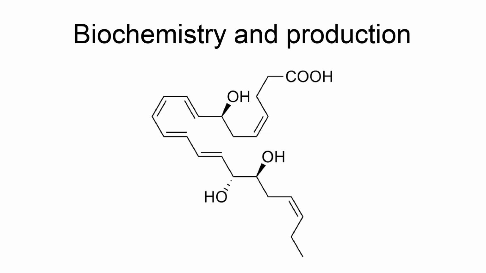Resolvins, RVs, fall into several subclasses based on the straight-chain PUFA from which they are formed and/or a unique aspect of their structure. The Resolvin Ds, RVDs, are metabolites of the 22-carbon PUFA, DHA, i.e. 4Z, 7Z, 10Z, 13Z, 16Z, 19Z docosahexaenoic acid. The Resolvin Es, RVEs, are metabolites of the 20-carbon PUFA, EPA, i.e. 5Z, 8Z, 11Z, 14Z, 17Z eicosapentaenoic acid.